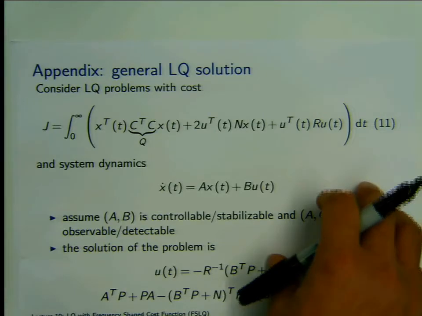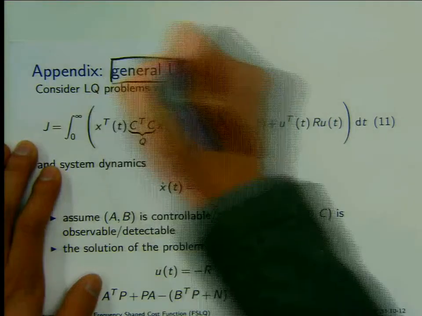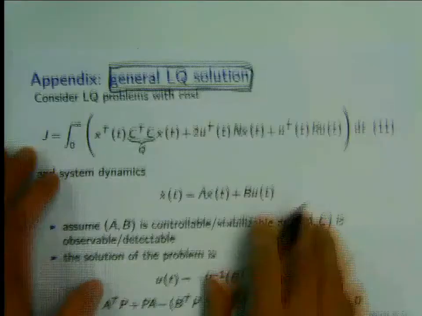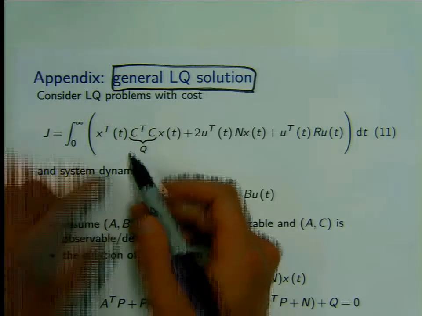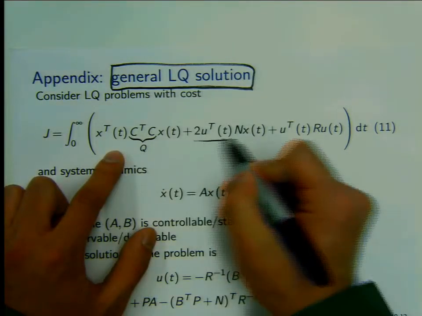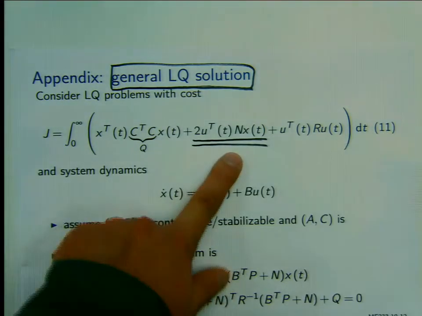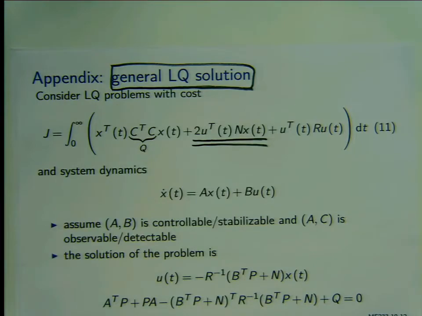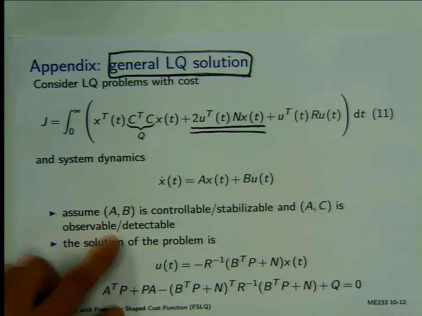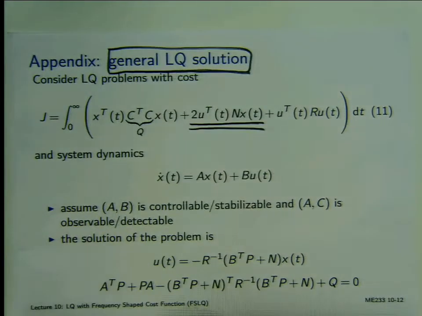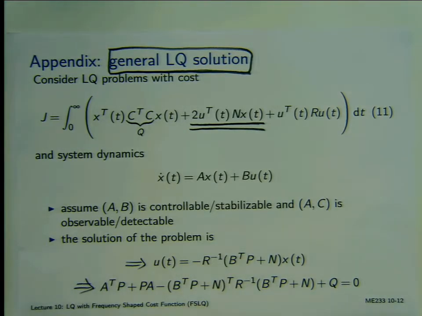So I want to do a little bit of extension to give you this solution of general LQ problems, where I have this general quadratic function of x and u with a cross product term. So that's the only difference here compared to a standard LQ. Okay, we're going to assume general controllability and observability conditions. And I'll show you that the solution of the problem is given by these two equations.